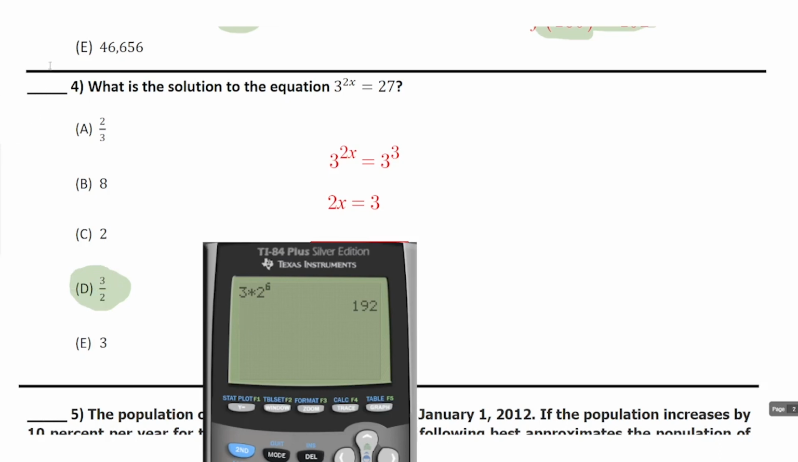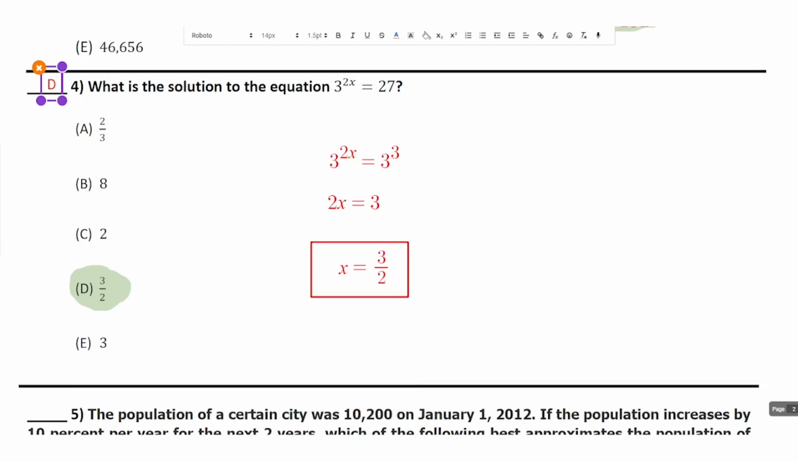Now, the other way you could work this out, which, if you're just kind of stuck on a problem like this, and really this strategy works for any problem where it's a solve for x kind of problem, is just to take the answer choices and plug them in and use your calculator to check to see if you're getting it right. So like you could plug in 2/3 into x and see if that equals 27.